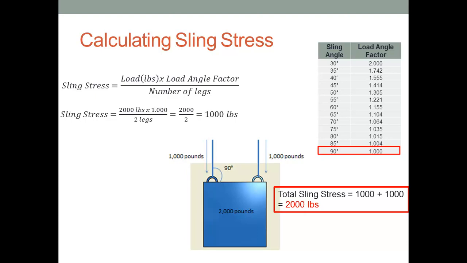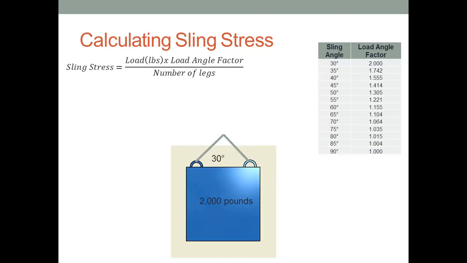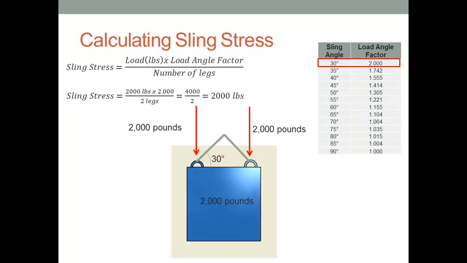Let's look at another example. In this example, we are still lifting a 2,000 pound load, but now the sling angle has decreased to 30 degrees. Therefore, the new load angle factor is 2.000. The load is still 2,000 pounds times the new load angle factor of 2.000 and divided by the number of legs, which are 2. The sling stress in one of the wire rope slings is now 2,000 pounds. The total sling stress is now 4,000 pounds.